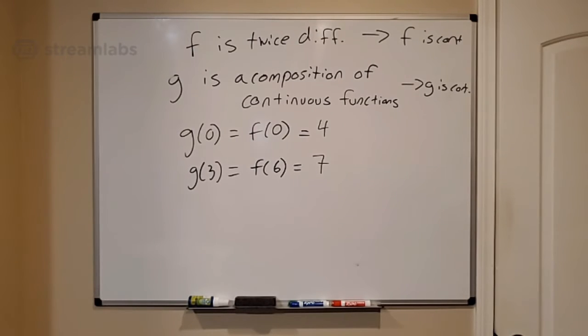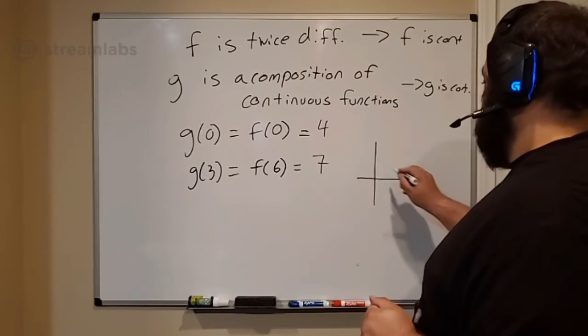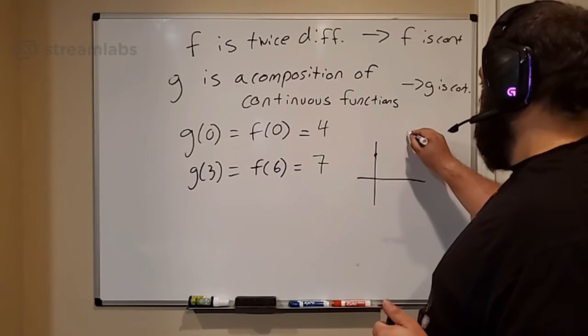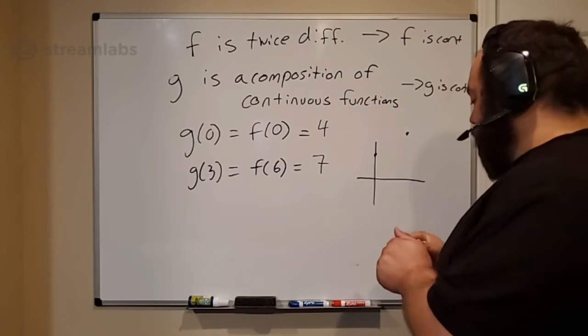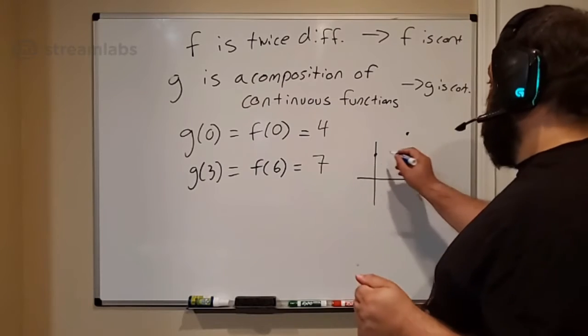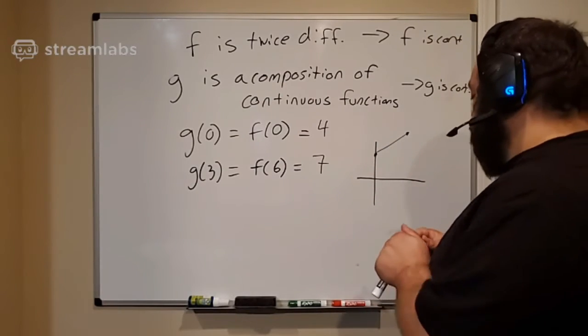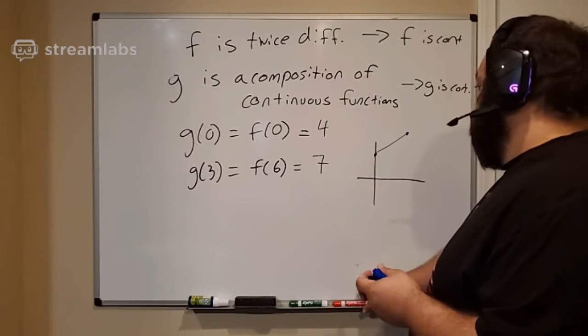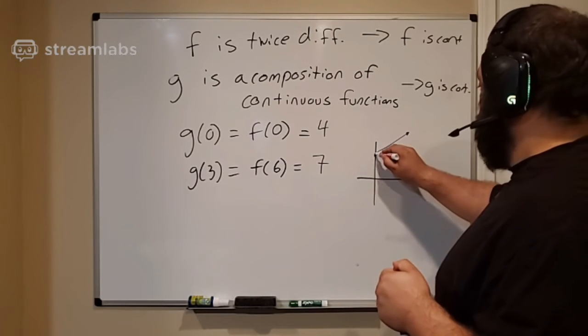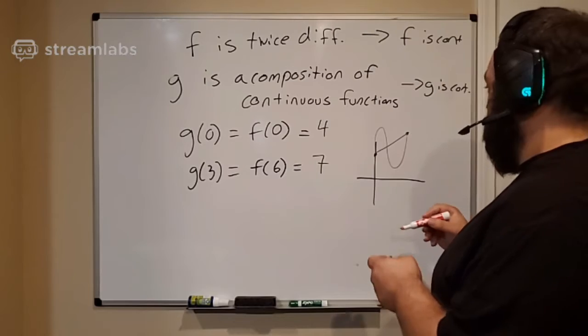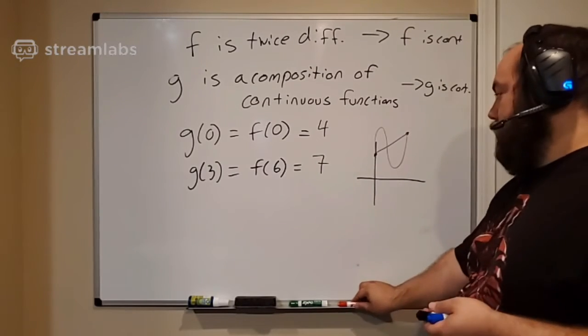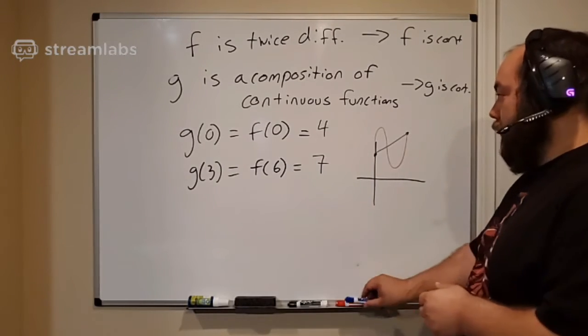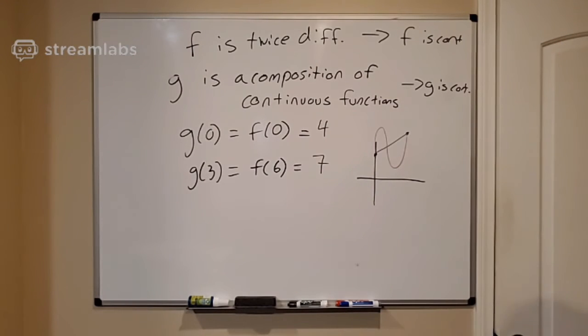So 0, 4 is there, 3, 7 being roughly there. For all we know, we could have a couple different graphs. It could be a linear function, and it could just go right through all of them. You could also have something like a parabola, or even a cubic function, to where it takes on both values above and below the 4 and the 7. What the IVT does is guarantee it takes on the values between those numbers. But we don't know anything else other than it has to go through at least one of those.